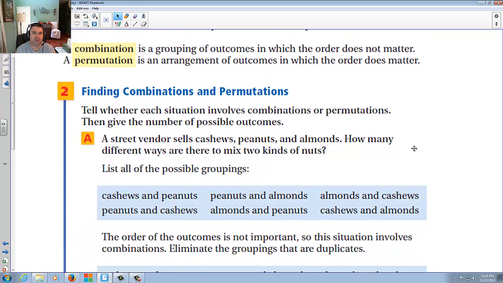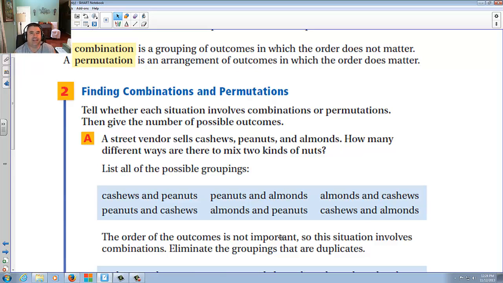Finding combinations and permutations. For instance, if they said that a street vendor sells cashews, peanuts, and almonds, how many different ways are there to mix each kind of nut? So they list all the possibles here. You have cashew and peanut, peanut and almond, almond and cashews, peanut and cashews, almond and peanuts, and cashew and almonds. They all switch places. Now these are the 6 possible if order matters.